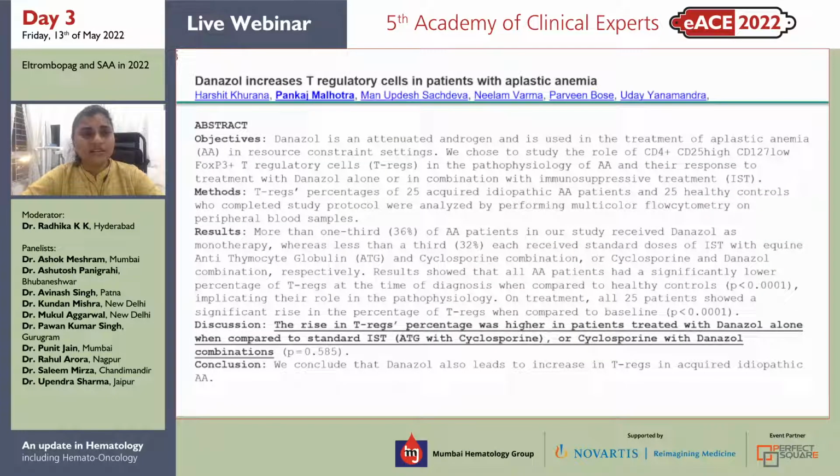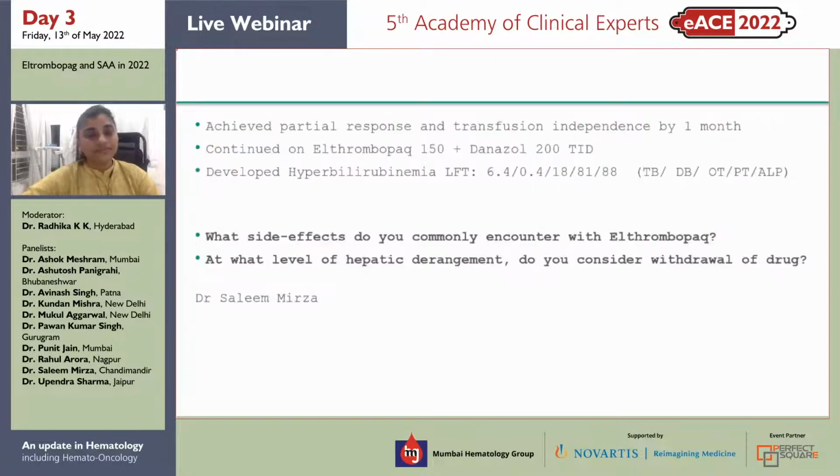And there are a good number of papers which show that danazol shows a good response rate and is a preferred drug in case of aplastic anemia. It increases the T regulatory cells and hence shows a response rate. Next slide. Next slide, please. So this patient, we have given low dose ATG plus danazol plus eltrombopag.